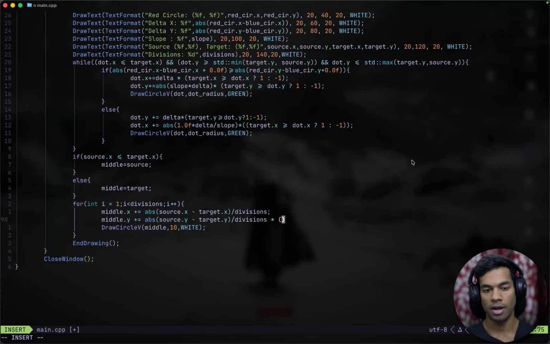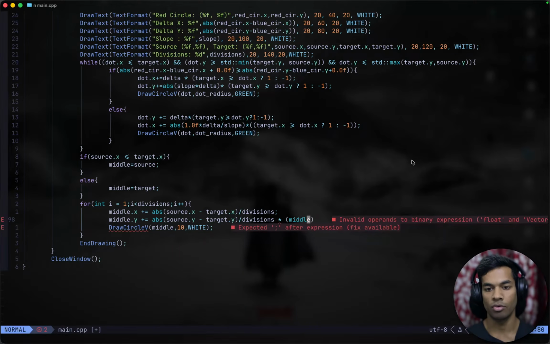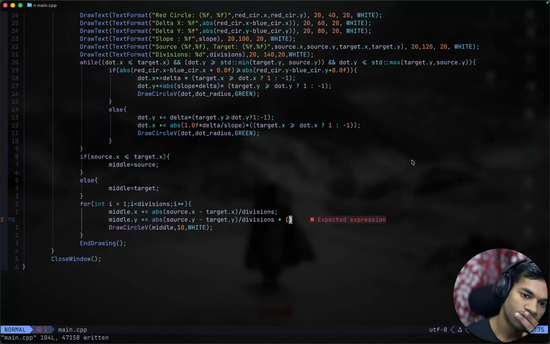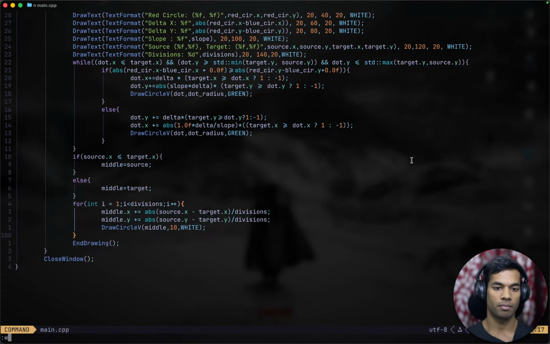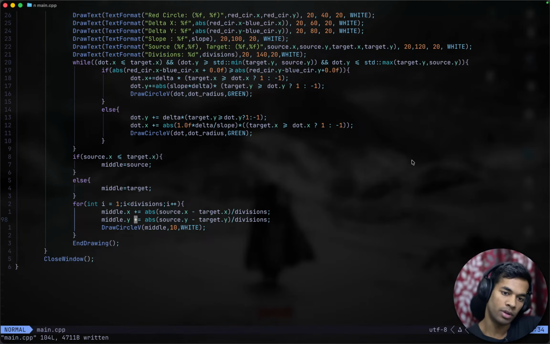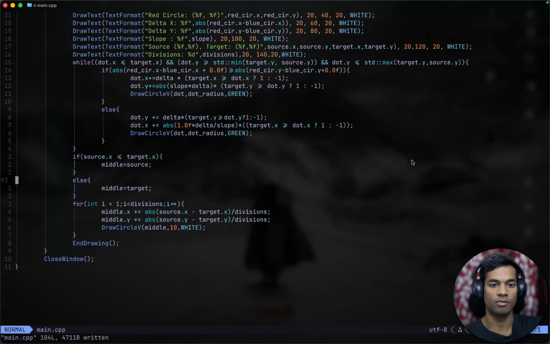This thing multiplied by, depending on, but we don't know what is the source and what is the target here. Group divided by divisions, yes. X we always have to increase, but y sometimes we will increase and sometimes we will decrease.